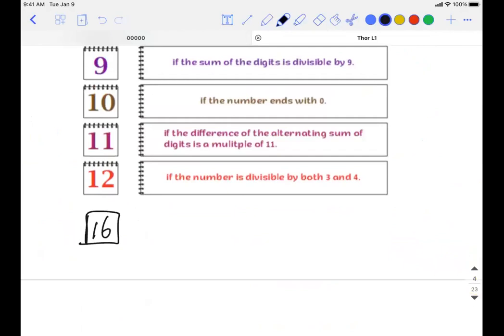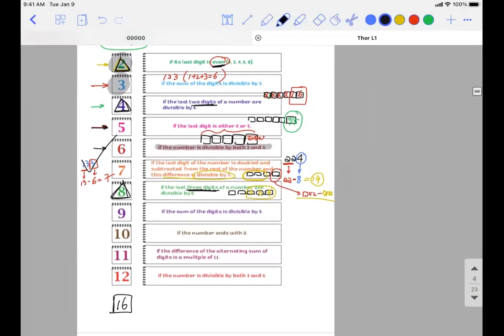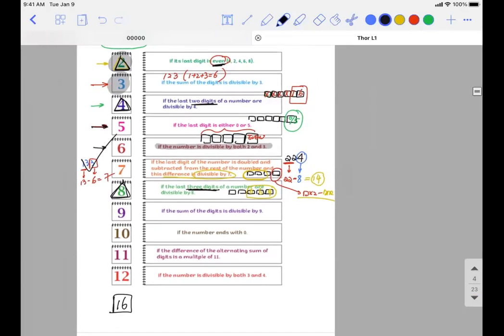Please post your answers into the group chat. This is not rocket science, right? You see 2, you see 4, you see 8. Who can tell me what's going to be if I ask you, what is the property for a number which is divisible by 16? What's going to happen? Who can tell me?